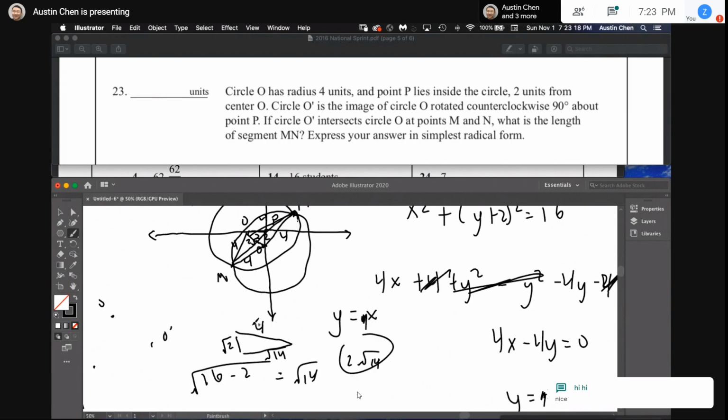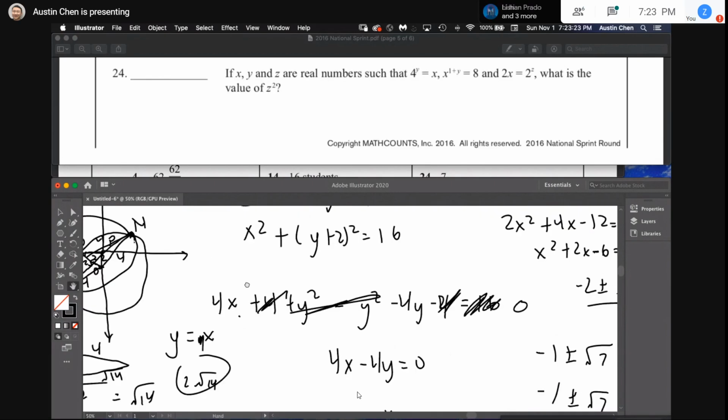All right, let's move on. If x, y, and z are real numbers such that 4 to the y is x, x to the 1 plus y is 8, and 2x equals 2 to the z, what is the value of z squared? All right.